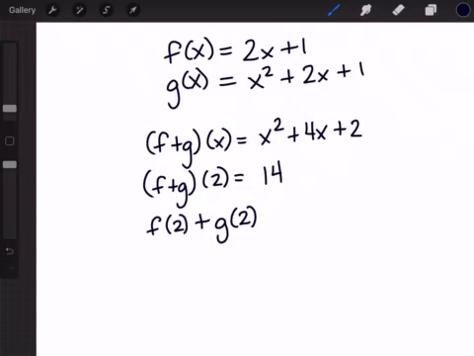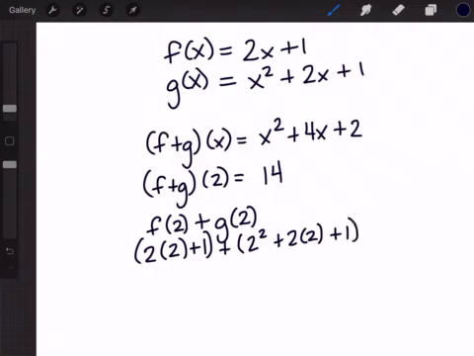So f of 2 would be my f of x function, 2x, but I'm going to put a 2 there instead, plus 1. So there's f of 2, plus my g of x function, which when I replace with 2 is going to be 2 squared plus 2 times 2 plus 1. And now we can see if it actually equals 14 like we did the other way. So f of 2 is equal to 5. And then g of 2 is going to be 4 plus 4 plus 1.